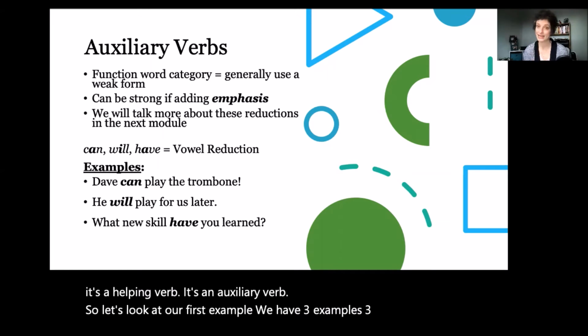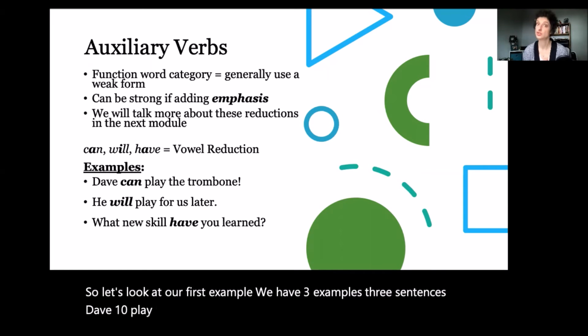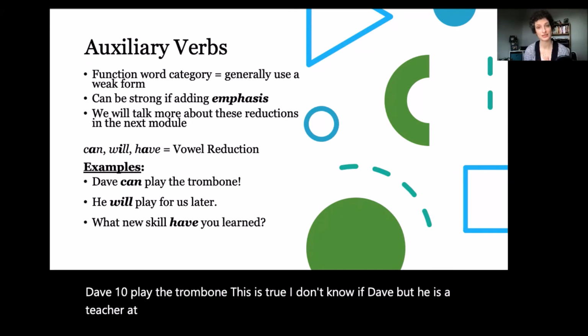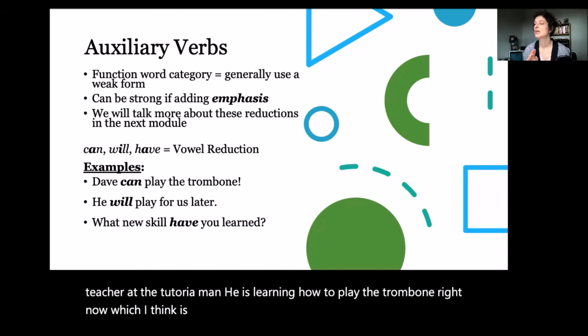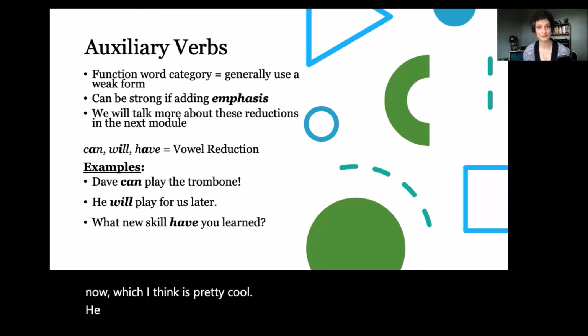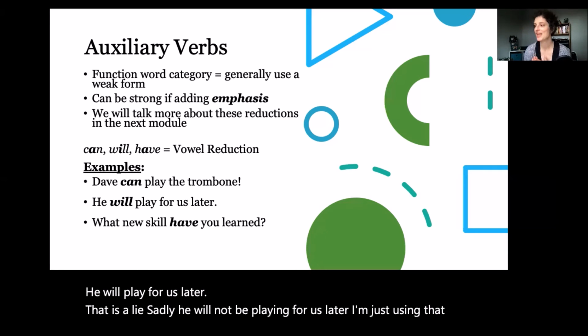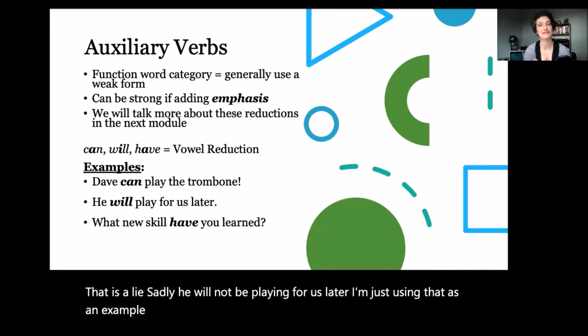Dave can play the trombone. This is true. I don't know if you know Dave, but he is a teacher at the Tutorium and he is learning how to play the trombone right now, which I think is pretty cool. He will play for us later. That is a lie. Sadly, he will not be playing for us later. I'm just using that as an example. And what new skill have you learned?